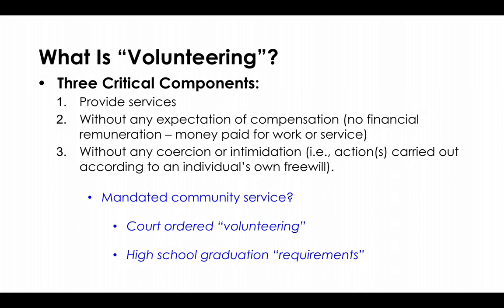There are three critical components we use to judge whether or not an action belongs to volunteer behavior. The first component is that you need to provide some kind of service, for instance, you look after your neighbor's dogs or cats. So that's a type of service, and without any expectation of compensation, which means no financial returns for your action, or at least you are not expecting that.